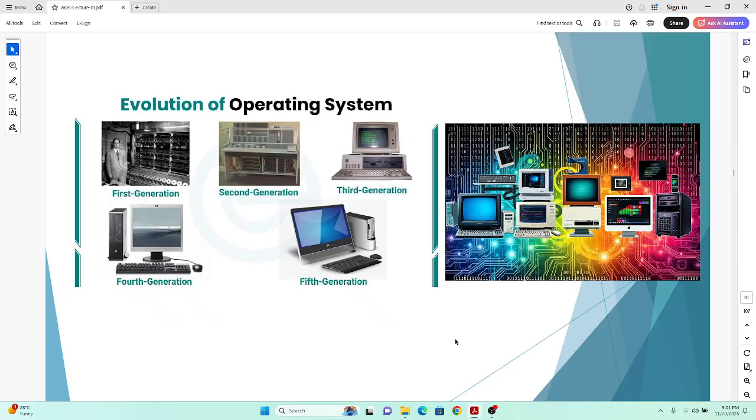So basically we have 5 generations of operating system evolution: first generation, second generation, third, fourth and fifth generation, and we will discuss each and everything briefly.